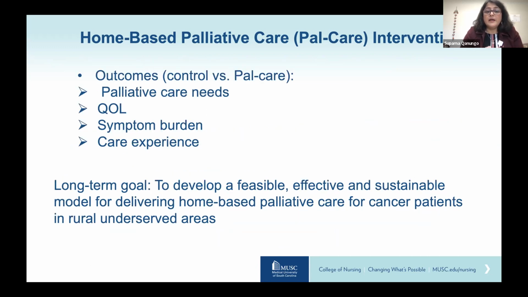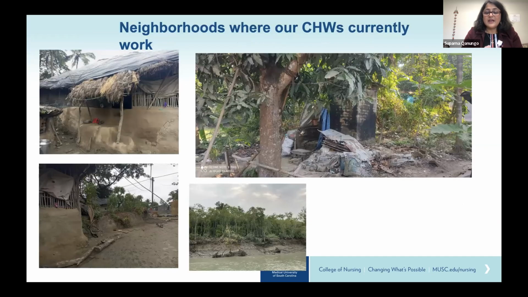And our outcomes that we measured were palliative care needs, quality of life, symptom burden, and care experience. So the long-term goal of this project was to develop a feasible, effective and sustainable model for delivering home-based palliative care for cancer patients in rural underserved areas. So that was the overview.